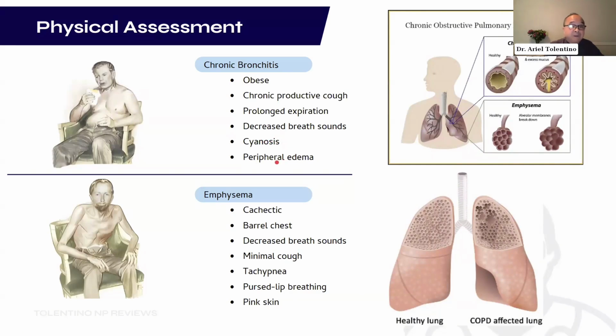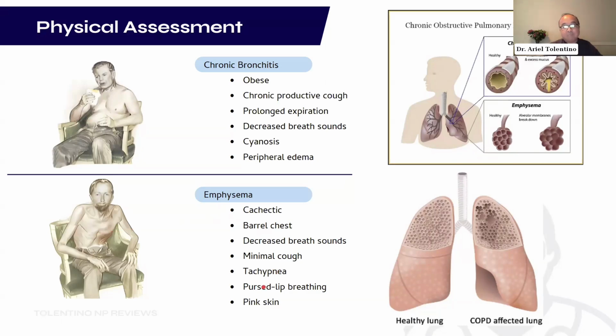And you may have peripheral edema due to pulmonary hypertension. The case with emphysema would present another way. The habitus would be cachectic. They would have ectomorphic features. The patients would be barrel-chested with increased antero-posterior diameter. There would be decreased breath sounds due to hyperinflation, minimal cough, tachypnea, and pursed lip breathing.